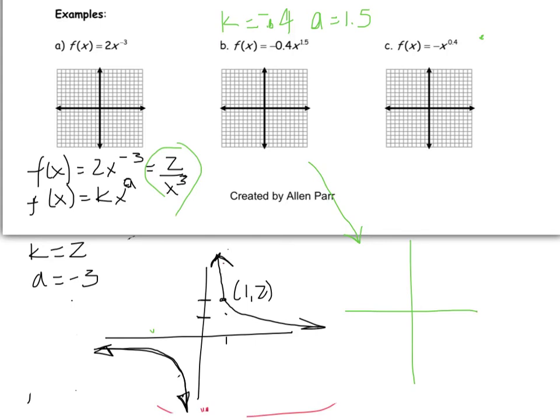It's going to be in quadrant 4, so it's going to go through the point (1, negative 0.4). And then it's going to look like it upside down. Half of its graph is going to look like that of the right side of a quadratic. Now we have to decide whether this is an even or odd function.